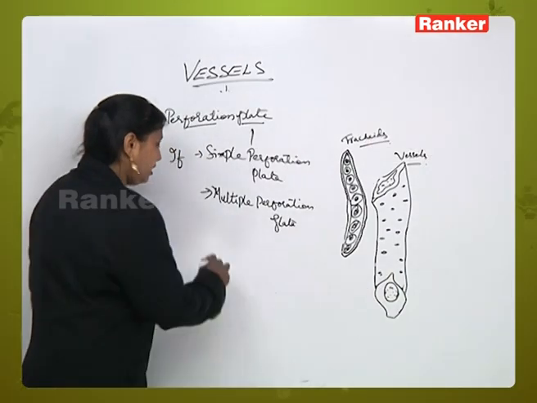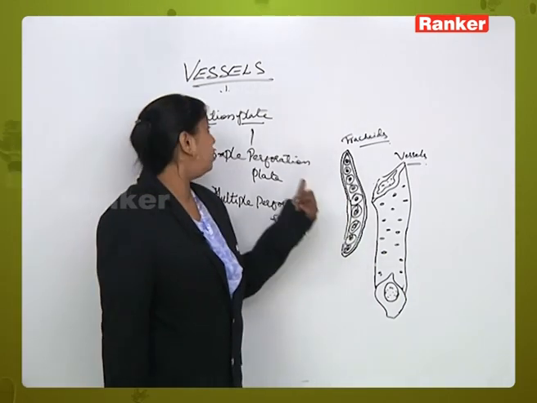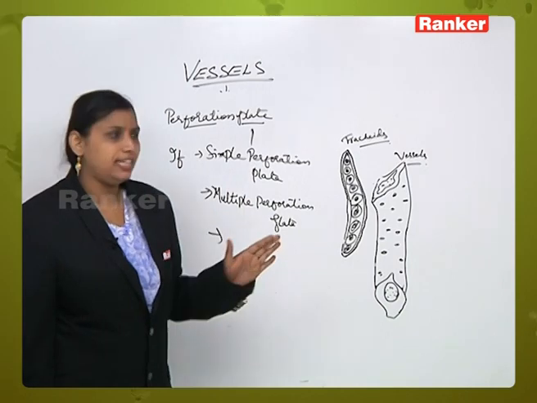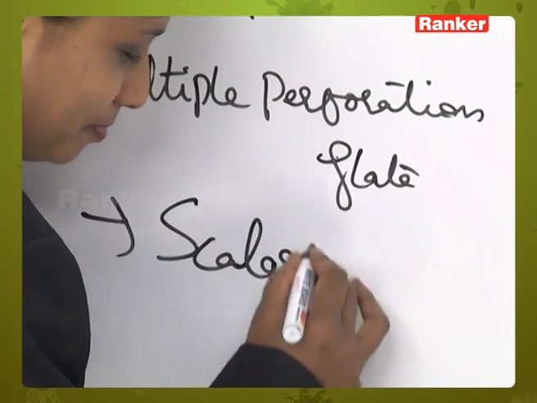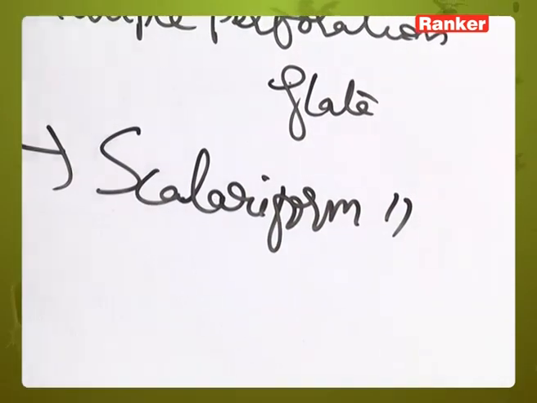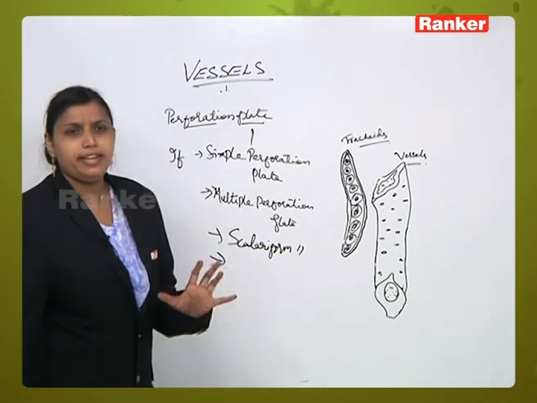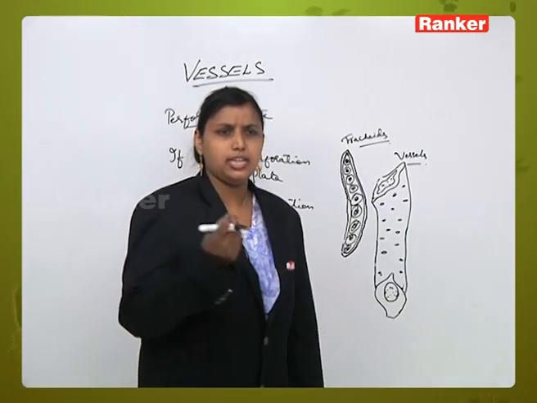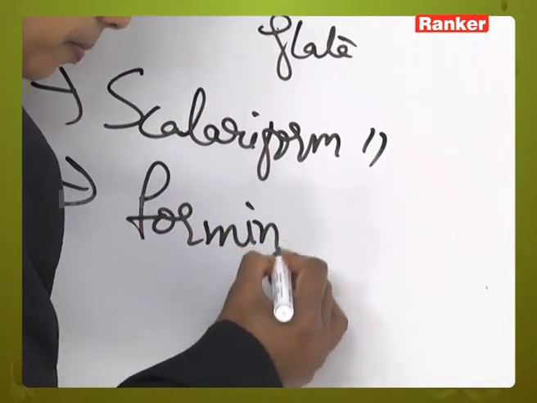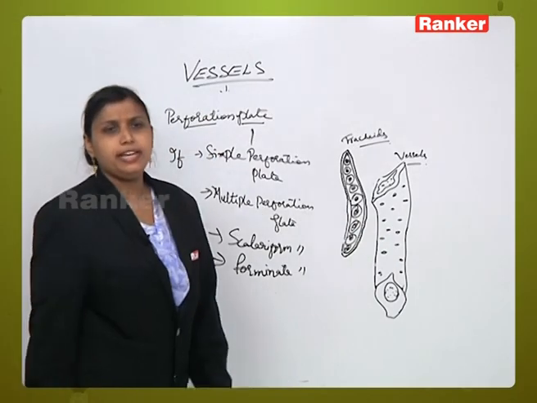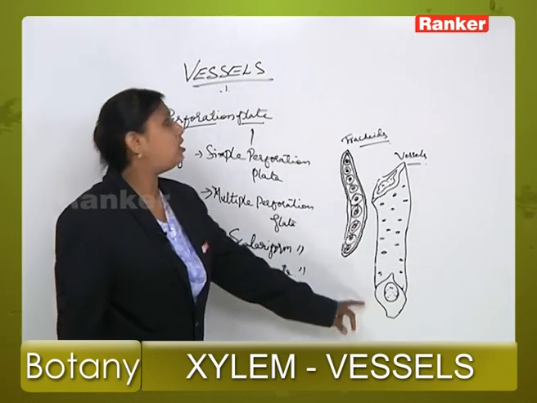Now next, if there is a ladder-like arrangement of the plates, in the form of a ladder, then that is called a scalariform perforation plate. Okay. Now next, if the perforation plates are in the form of a circle or in a circular manner, then it is called a foraminate perforation plate.